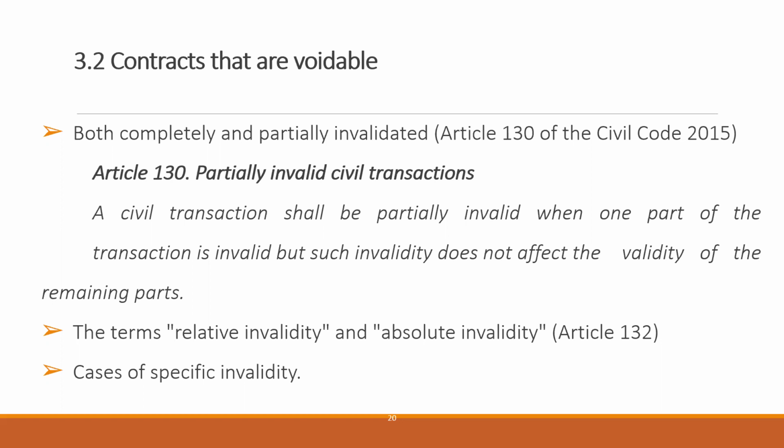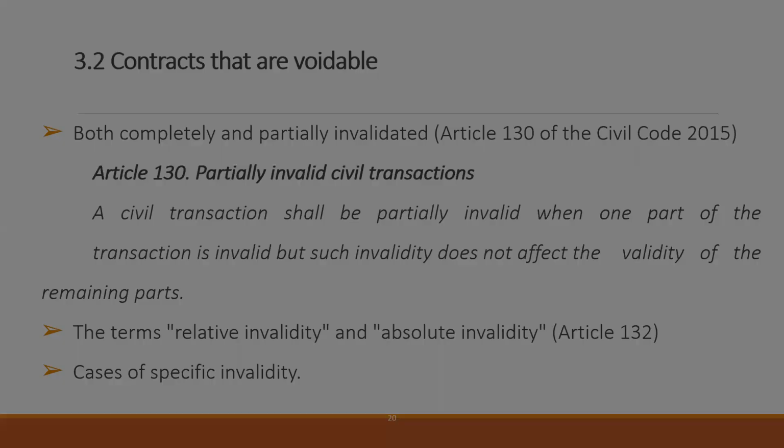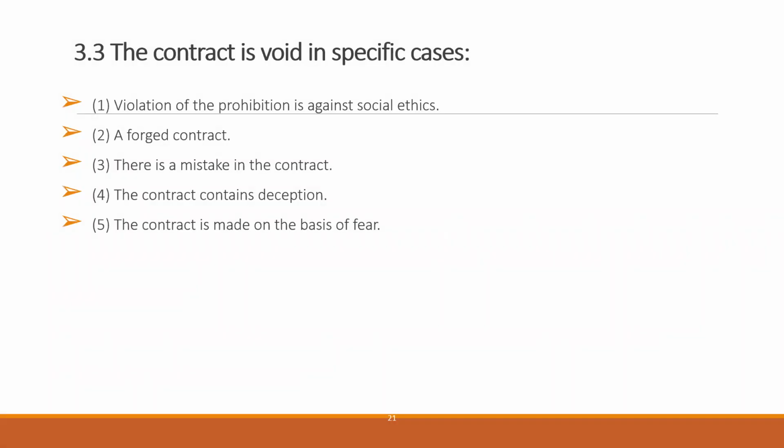The terms relative invalidity and absolute invalidity, cases of specific invalidity. A contract is void in specific cases. First, violation of prohibition or being against social ethics. A false contract, then mistake in contract, the contract contains deception, and the contract is made on the basis of fear.